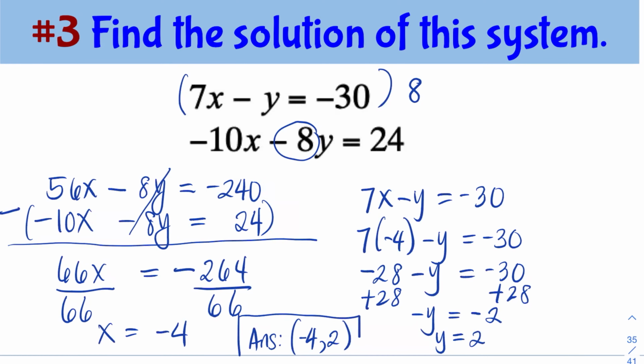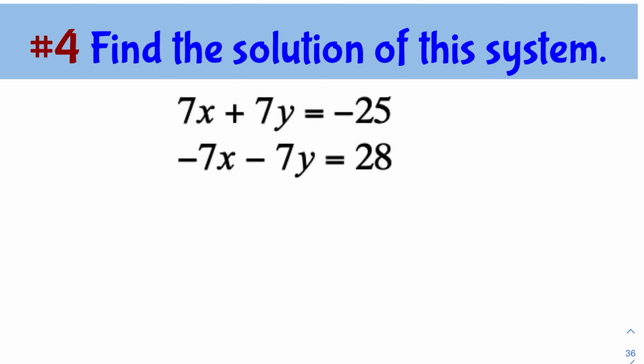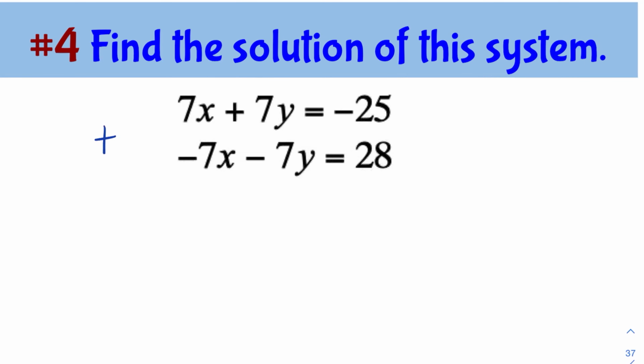Again, x coordinate followed by the y coordinate. Question number 4. Find the solution of the system below. Did you notice anything with the system of equations? The x coefficients and y coefficients are 7 and negative 7. Now let's add the systems of equations and see what will happen to the variables x and y. What is 7x plus negative 7x? That's 0x, right? 7y plus negative 7y is also 0.